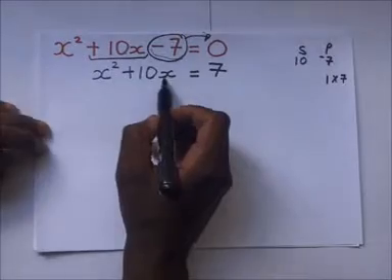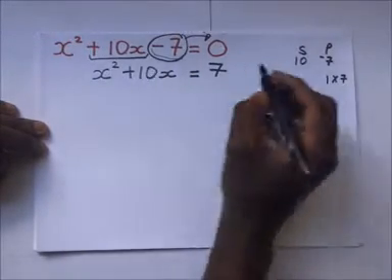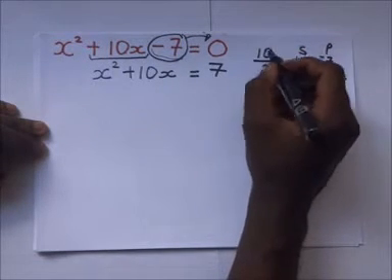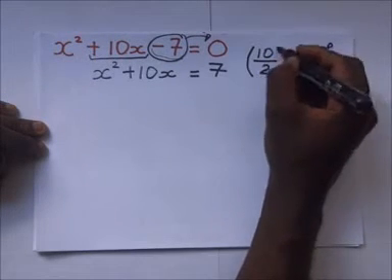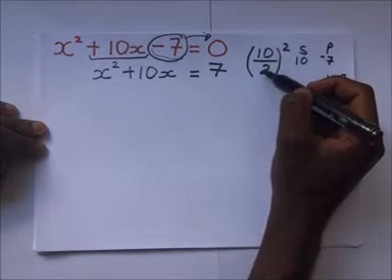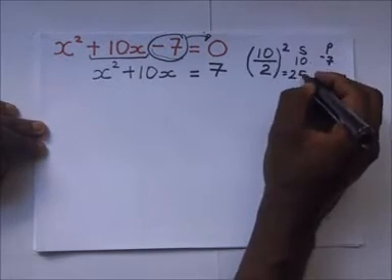We have 10x, so we get the coefficient of x, which is 10. Divide 10 by 2. When we divide 10 by 2, we get 5. So the answer we get, we square it. So 10 divided by 2 is 5. 5 squared is 25. So the answer here we are getting is 25.